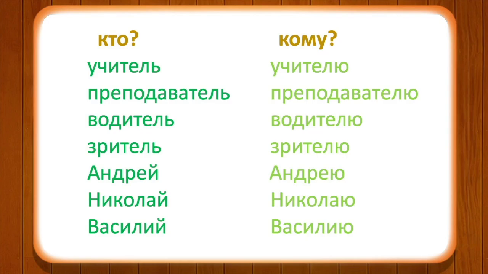So учитель, преподаватель, водитель, зритель, Андрей, Николай, Василий. Учитель changes into учителю, преподаватель changes into преподавателю, водитель changes into водителю, зритель changes into зрителю, Андрей changes into Андрею, Николай changes into Николаю, Василий changes into Василию.